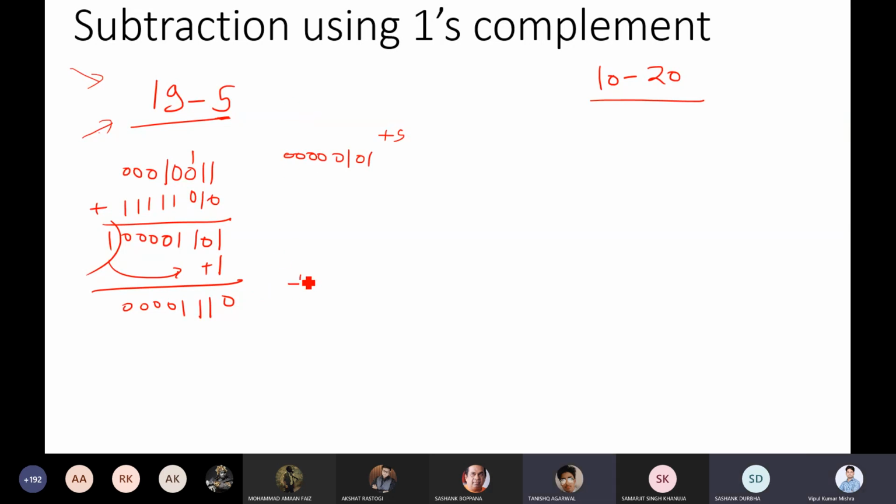Yes, sir. What are we getting? Plus 14. So this you already did in the previous case, just as an example. So this you can do at your home for practice. So this is the way how one's complement works.